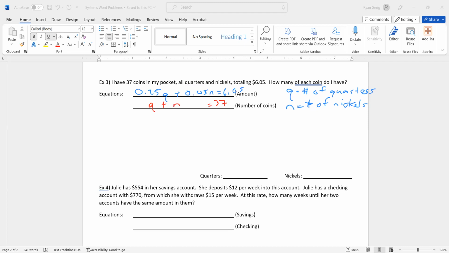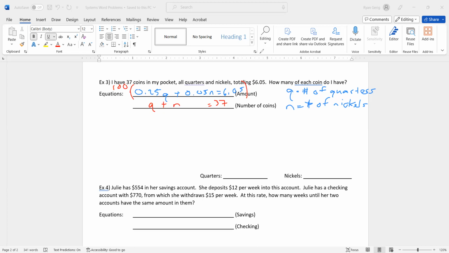All right, now we solve. Again, this one looks disgusting because of those decimals there. I have a way of getting rid of those decimals. What I'm going to do is multiply this whole equation by 100. Whoa, why that number? When I multiply by 100, I'm changing it from dollars to cents because there's 100 cents in $1.